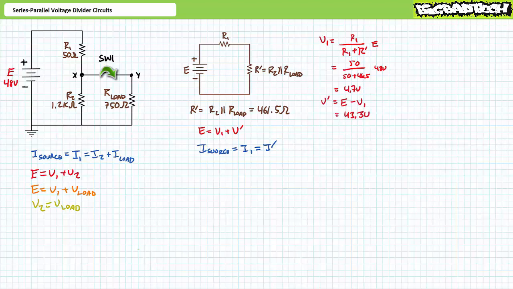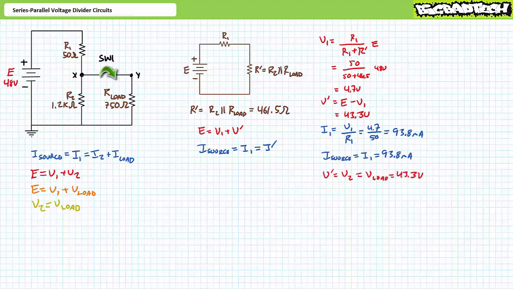An algebraic manipulation of the Kirchhoff's voltage law equation for the pure series simplification demonstrates that V single prime is the remaining 43.3 volts. An application of Ohm's law demonstrates that I1 is 93.8 milliamperes. We know that source current is also equal to 93.8 milliamperes.